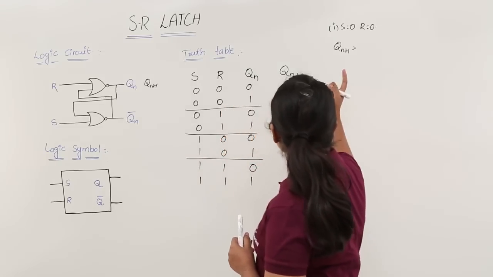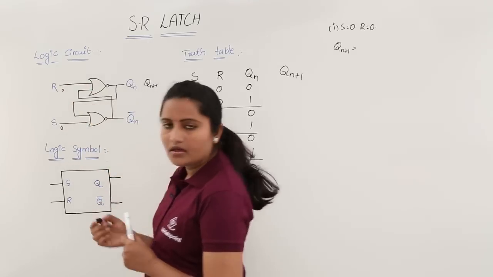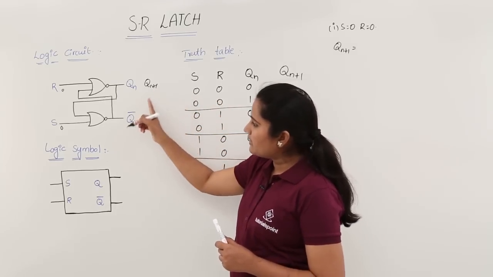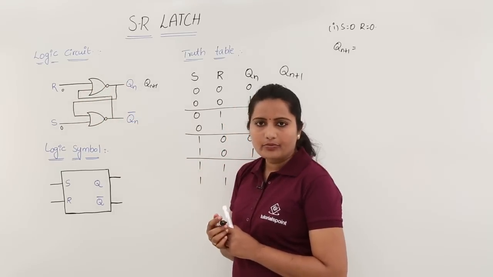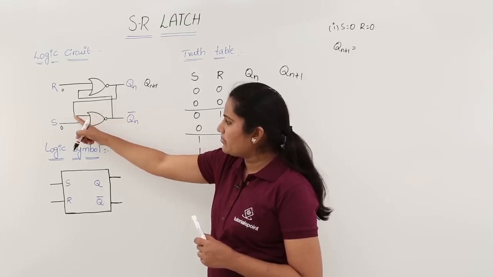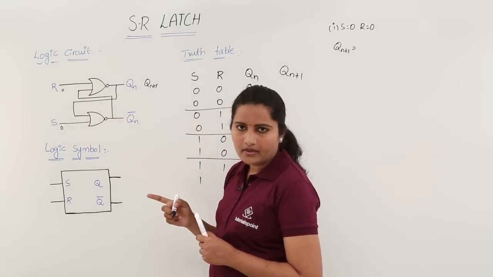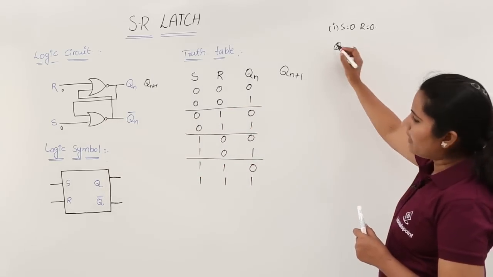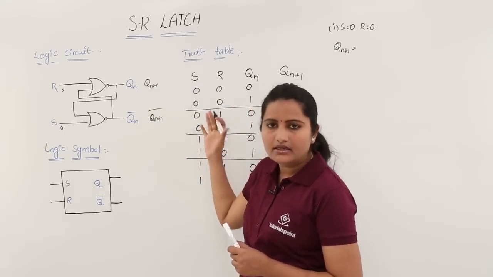So first you are taking S equal to 0 and R equal to 0. Now I am taking that Qn+1 path. To get this Qn+1, the two inputs are like this. First I am taking this path: 0 plus Qn, whole bar. So here, in the Qn+1 bar place, you are getting Qn+1 bar in the next state.